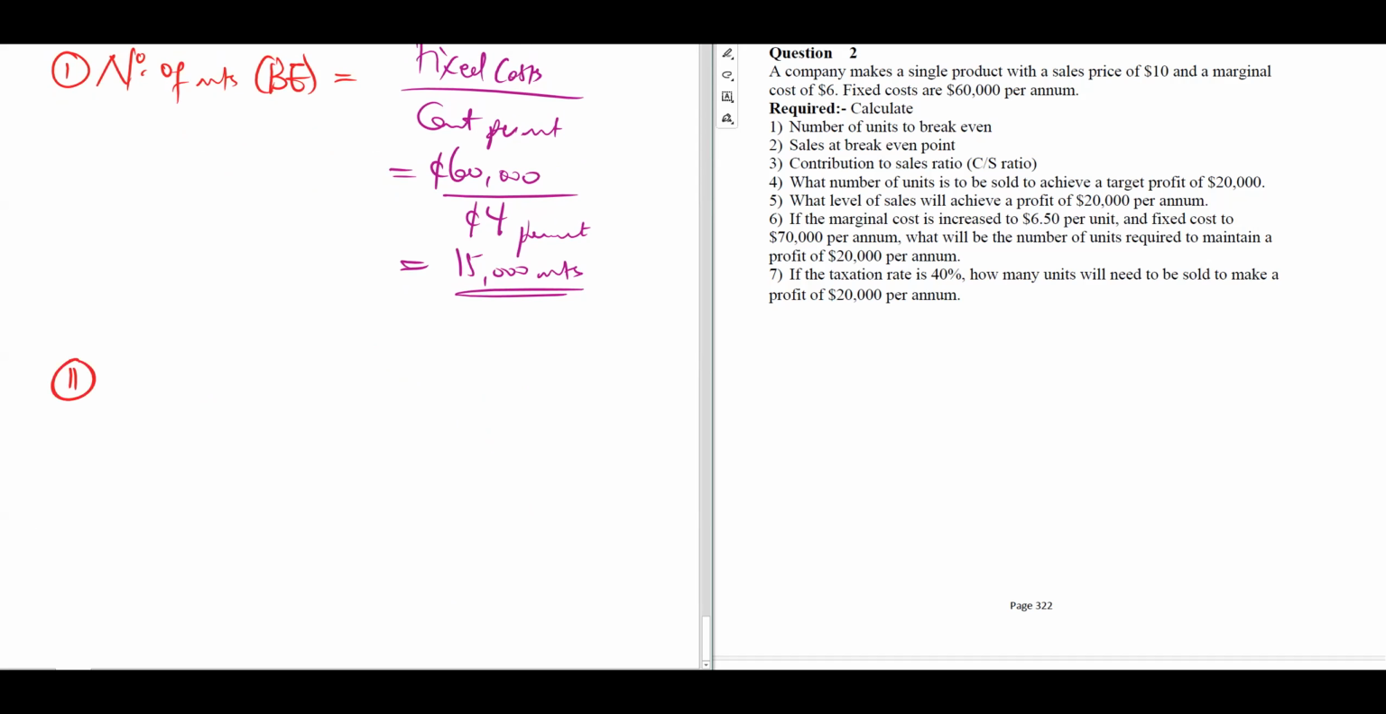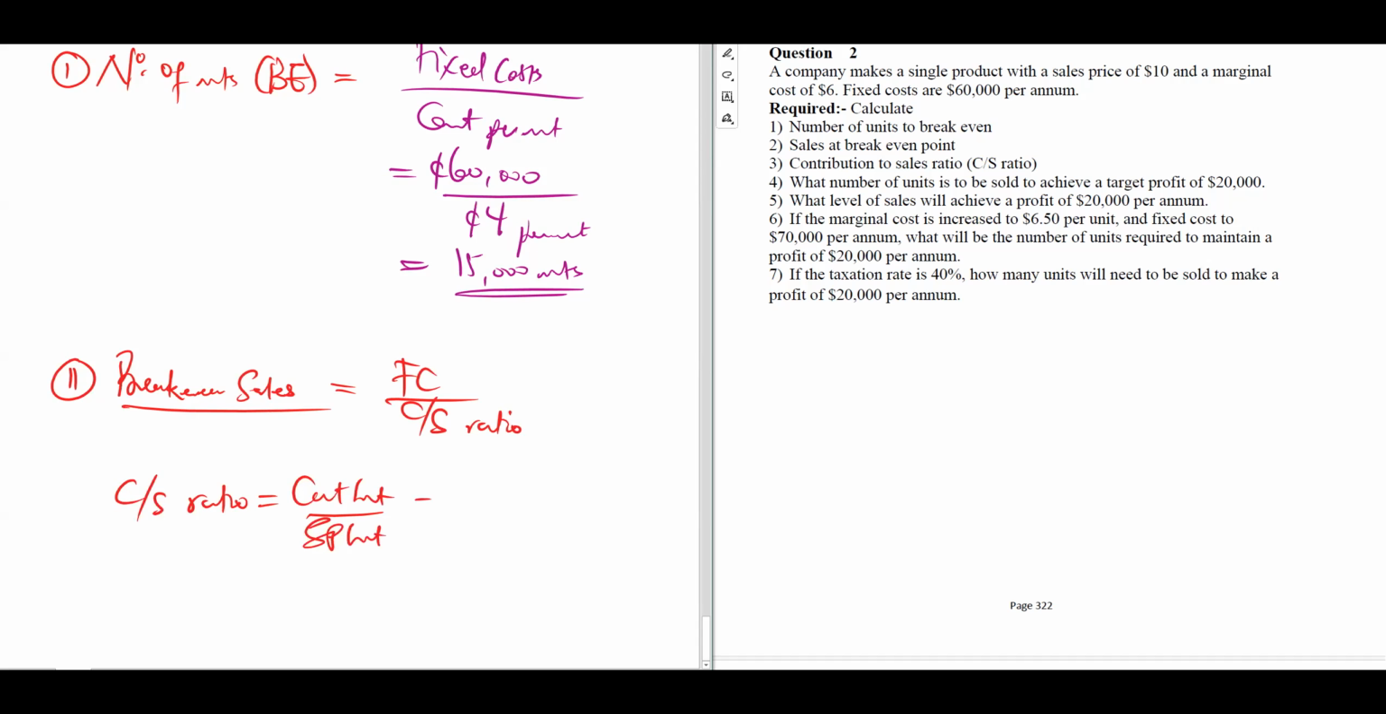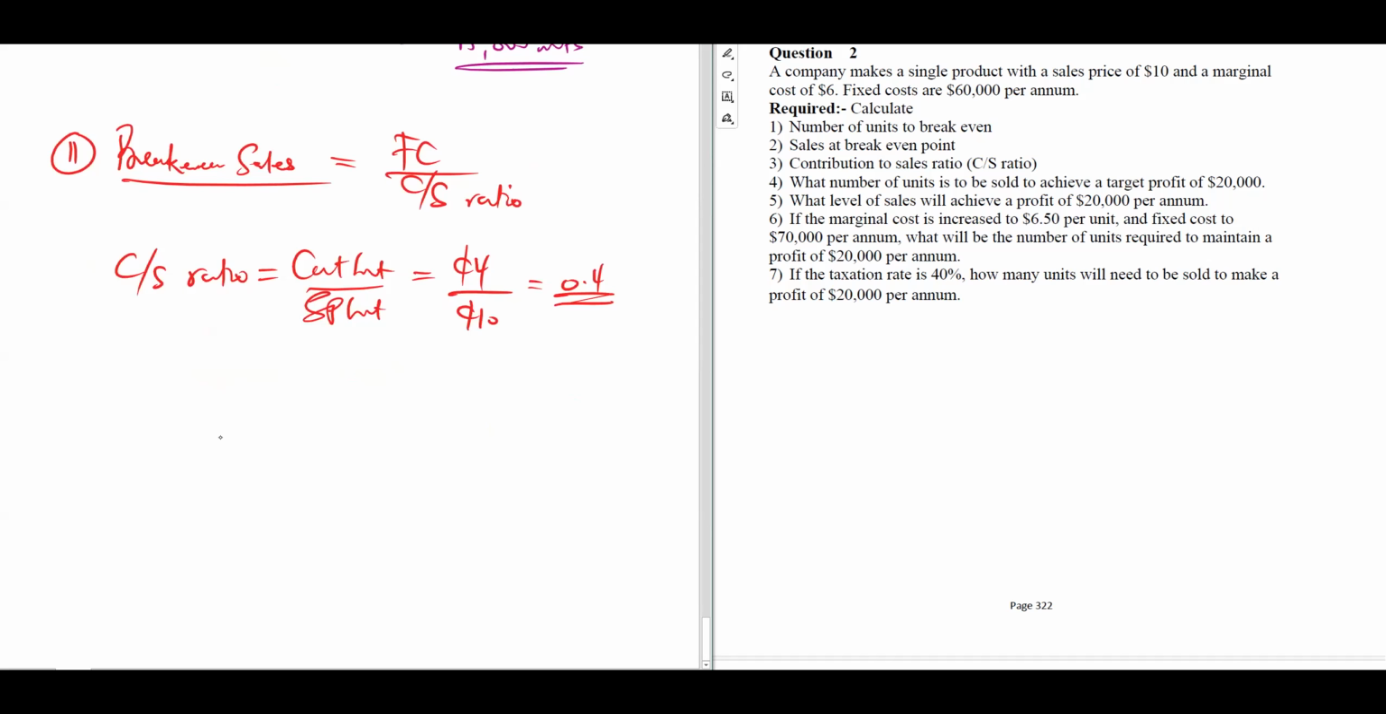What does it say? Break-even sales, in cedis. And break-even sales, we know, is our fixed cost over our CS ratio, not so? So what becomes our CS ratio? We know it is our contribution per unit over our selling price per unit, or our contribution over selling price. Contribution was 4 cedis. Selling price was 10 cedis. Is it not 0.4? Okay. So what's our break-even sales? Break-even in sales.